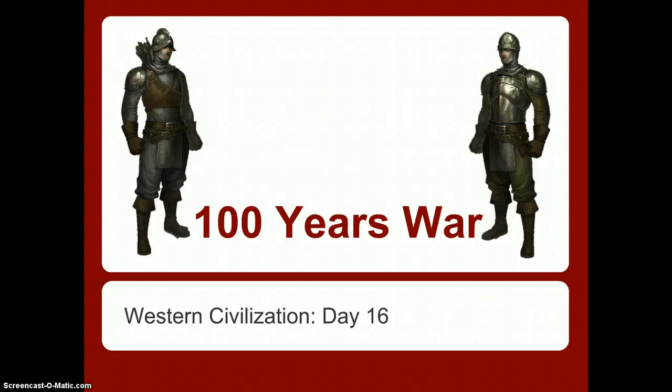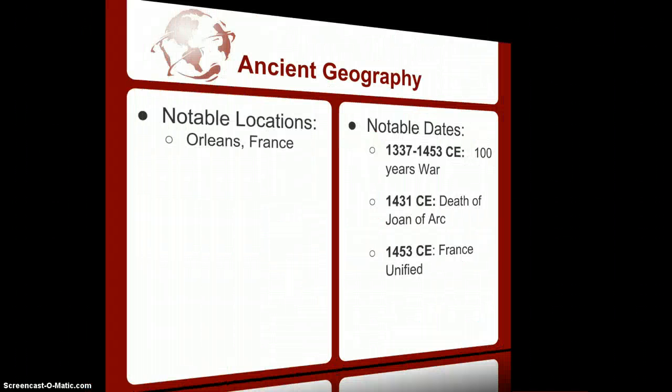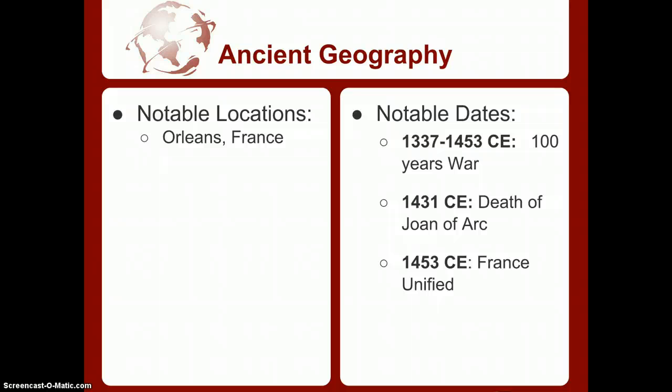Our focus today is going to be the 100 Years' War between England and France. The notable locations today, that is going to be Orleans, France. Notable dates will be 1337 through 1453. This is the span of the 100 Years' War, and yes, it is longer than 100 years. Historians kind of give it that term.